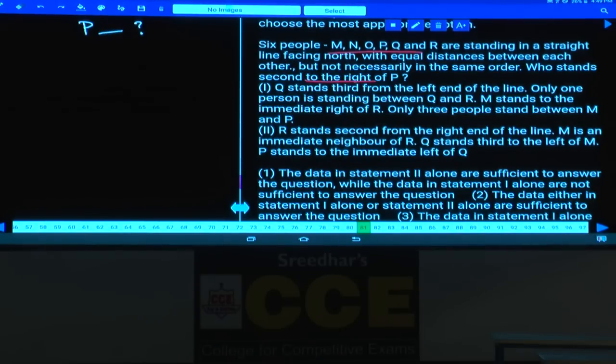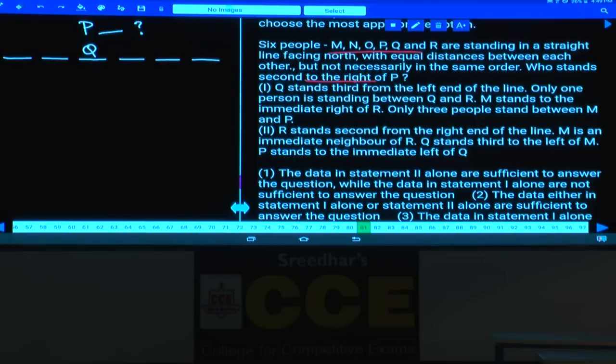Now, in order to identify who is seated second to the right of P, tell me which statement is required. Whether statement 1 alone is required or 2 alone is required to determine the person who is seated second to the right of P. Then condition number 1. How many people are there? 6 people. 1, 2, 3, 4, 5, 6. Then Q sits third from the left hand of the line. Q is seated third from the left hand of the line.